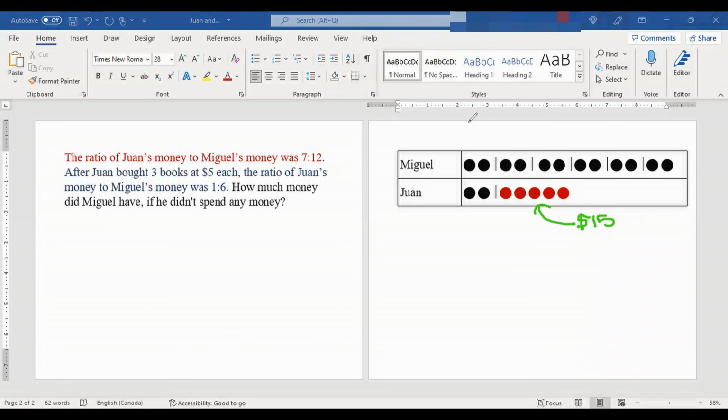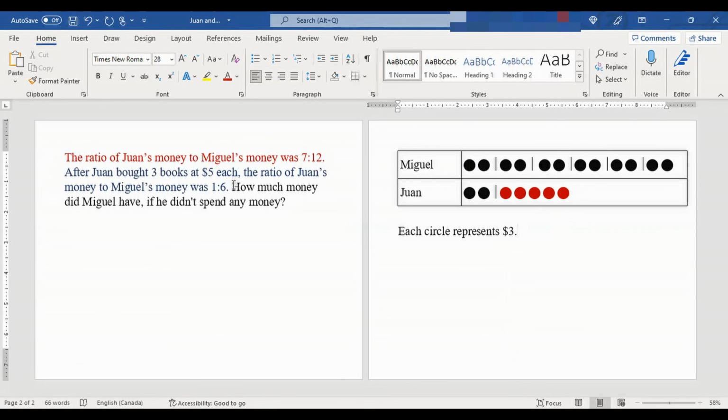So now we know the value of 1 dot, or circle, you could say. So if 1 circle represents $3, we can find our answer. But first, since this is an important discovery, we're going to document this, or just write it down. Each circle, we'll say, represents $3. Now that we have that, we move on to the final part of the question.